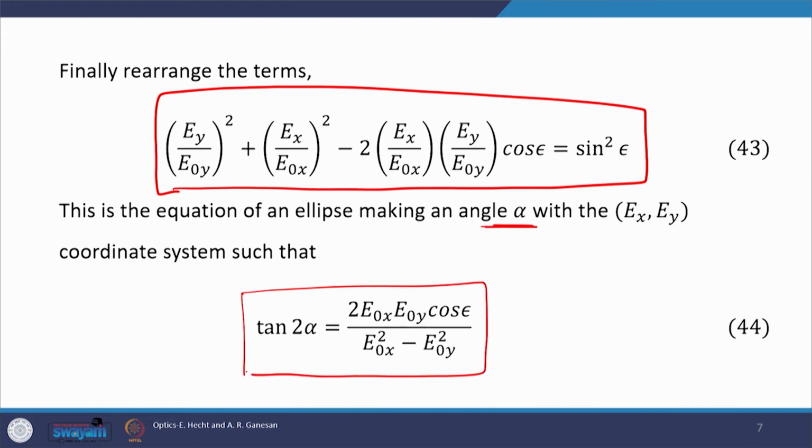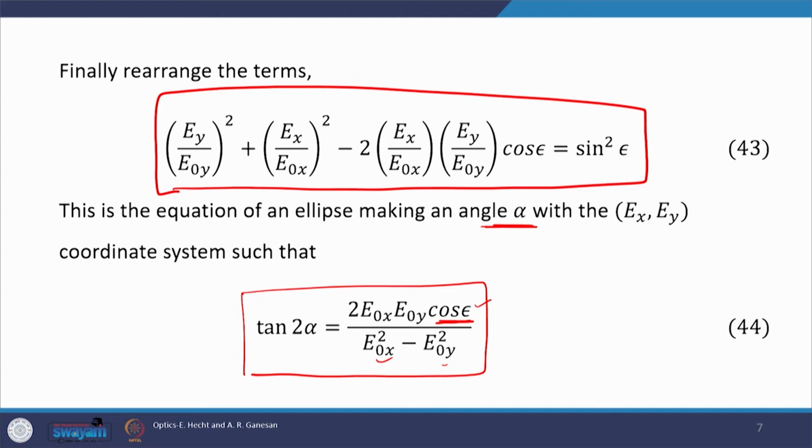Using plane geometry, we can get this expression: tan 2 alpha is equal to 2 E naught x into E naught y cosine of epsilon, divided by E naught x square minus E naught y square. E naught x and E naught y are nothing but the amplitudes of the Ex and Ey fields, and epsilon is the initial phase difference between the two waves.